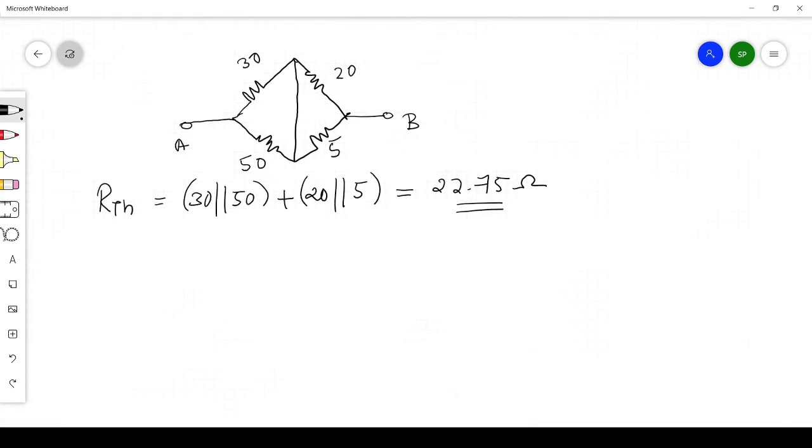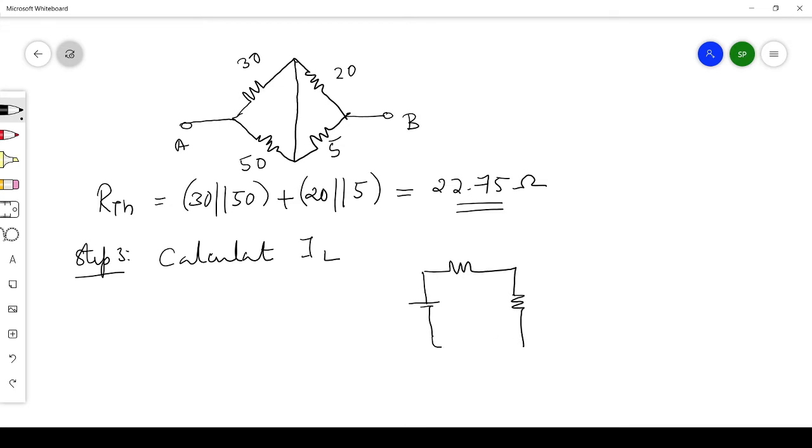Now step 3 is to calculate IL, that is the load current that is being asked in the question. We can redraw the diagram. Here this is the load resistance, which we know is 24 ohm. Here RTH is equal to 22.75 ohms, and VTH is equal to 93.5 volt. The current through this one is IL.